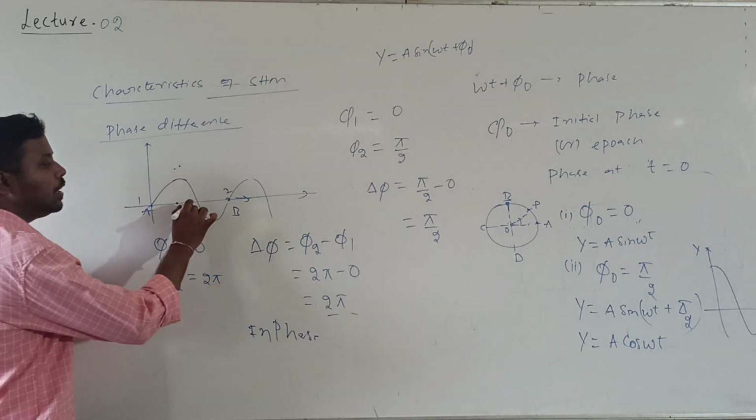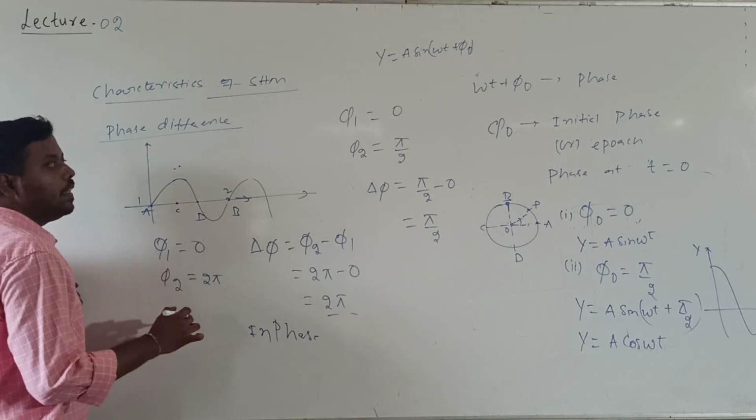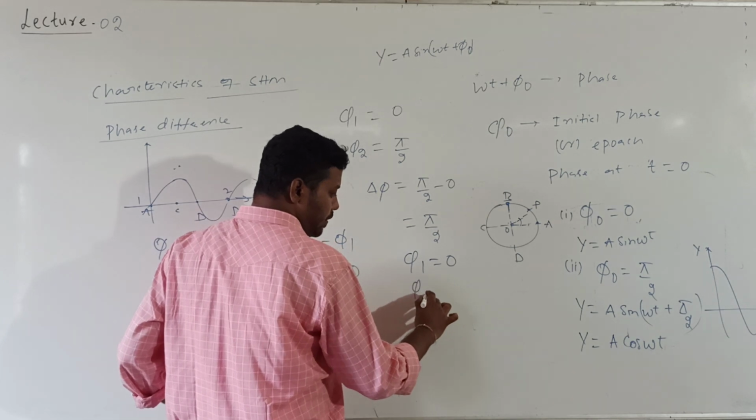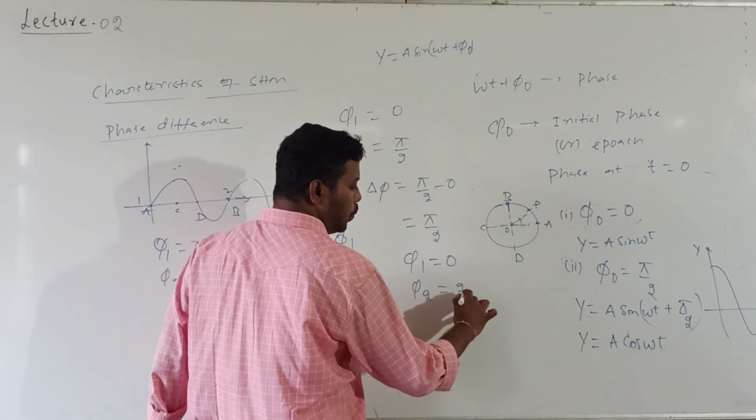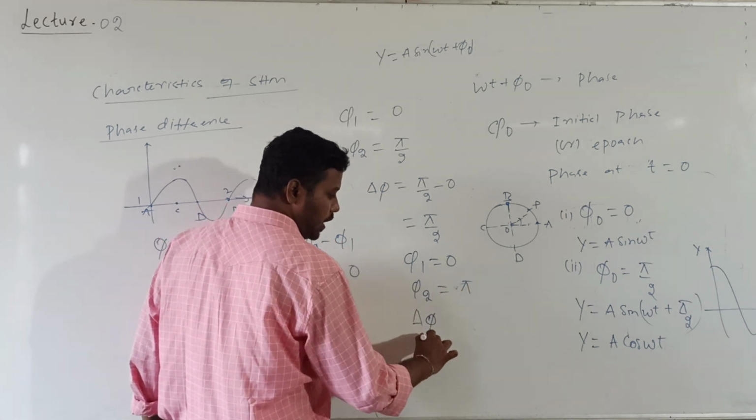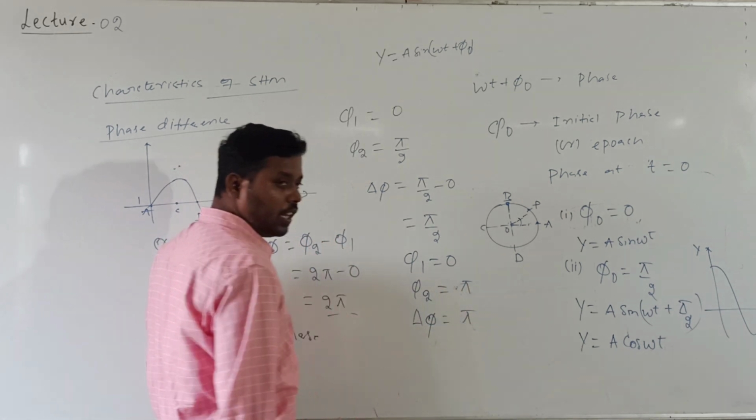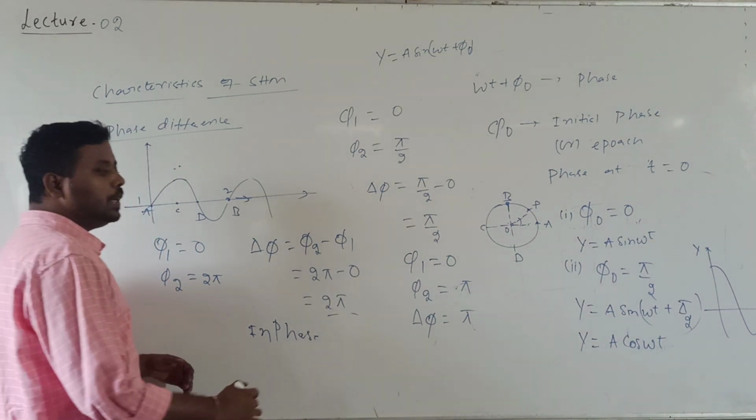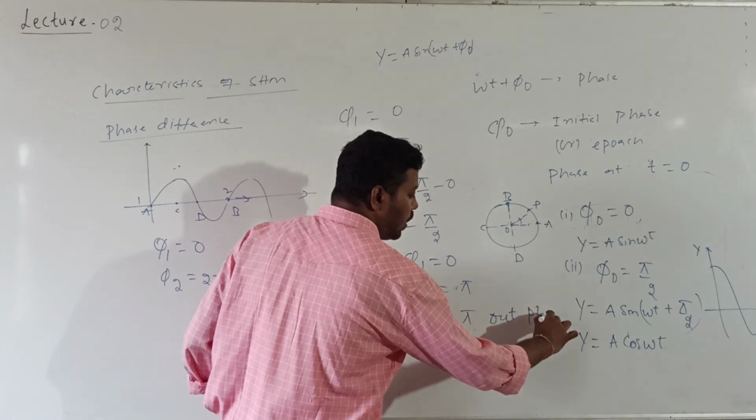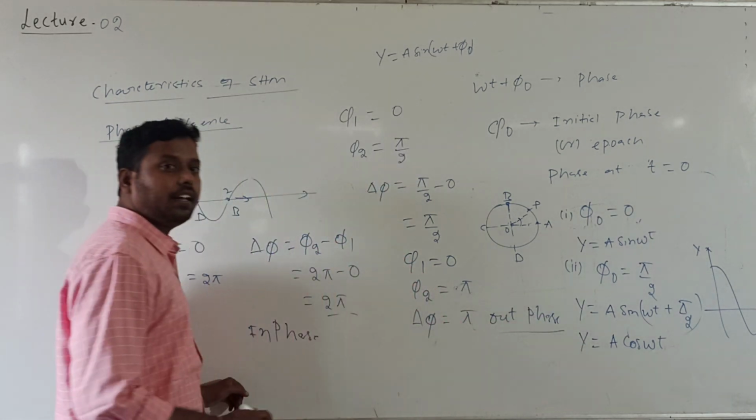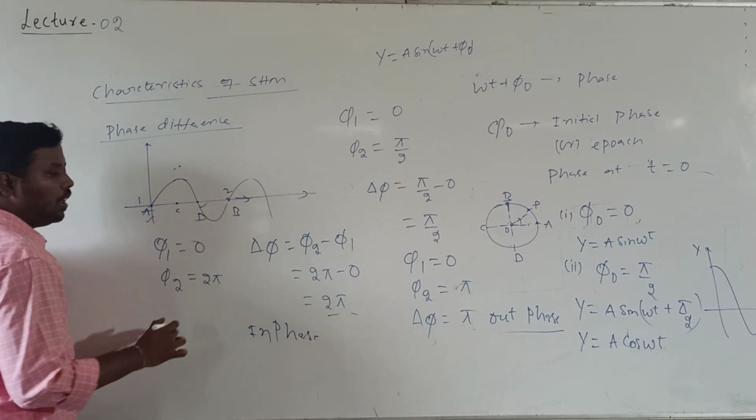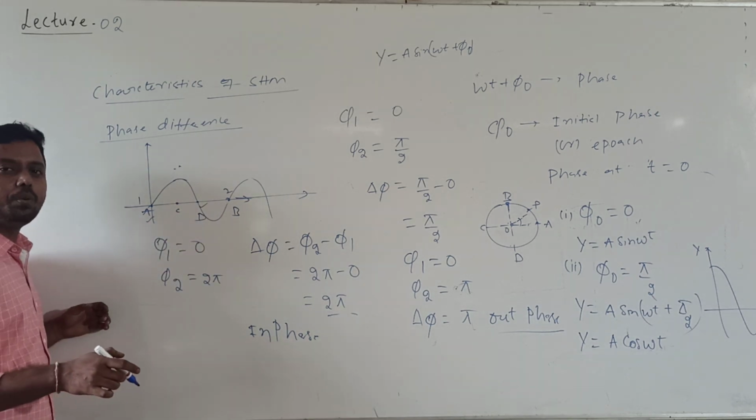And if I consider one more particle at D, what is the phase of the particle at A? 0. What is the phase of the particle at D? It will be equal to pi. That time, the phase difference value will be equal to pi. Whenever the phase difference between the two particles is 180 degrees, the two particles are said to be out of phase. Which are out of phase? A and D.